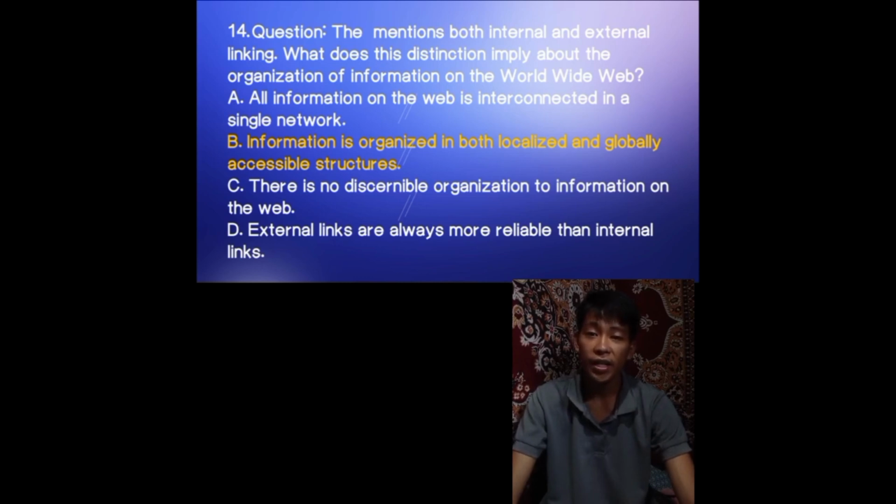So number 14, the correct answer is letter B. Information is organized in both localized and globally accessible structures. So the existence of both internal and external linking indicates that information is structured within individual websites, so internal, and also connected across different websites, that is the external.